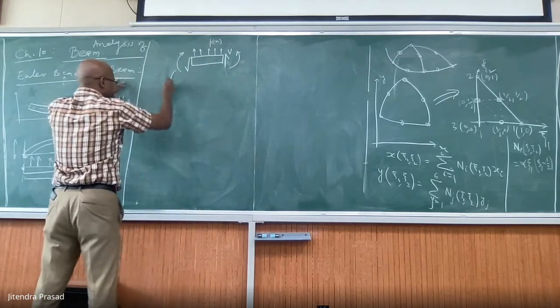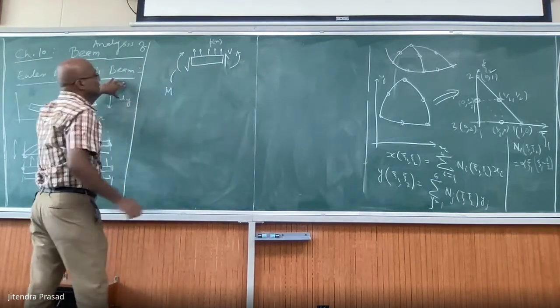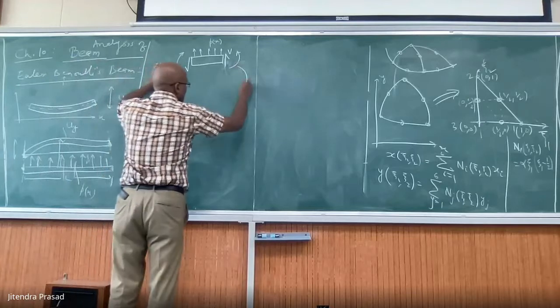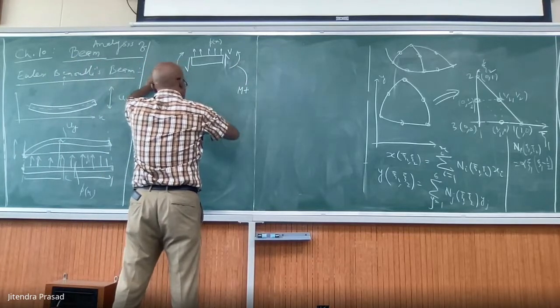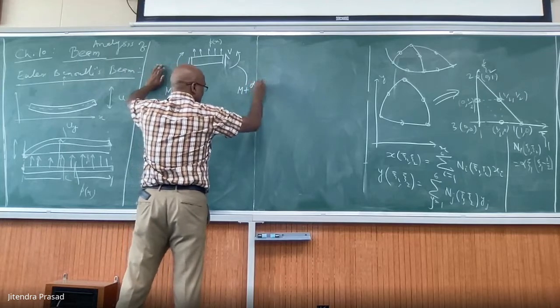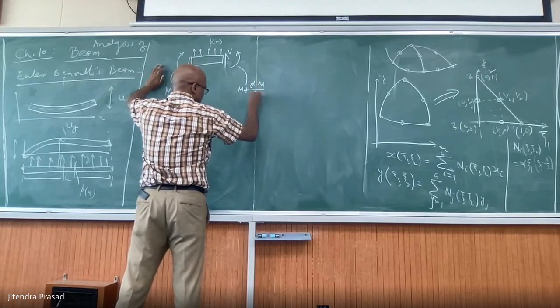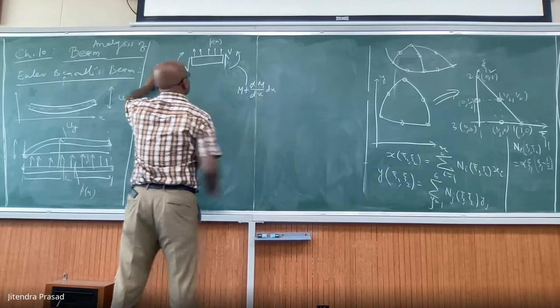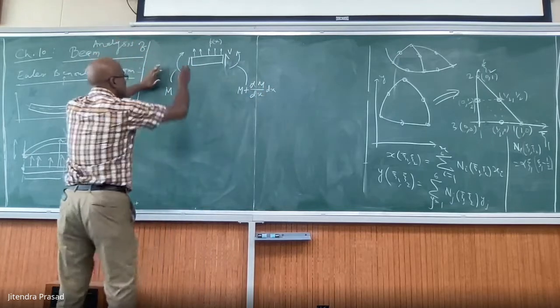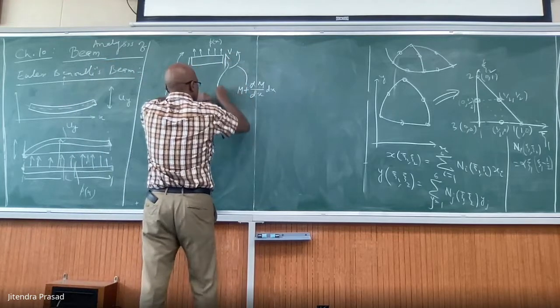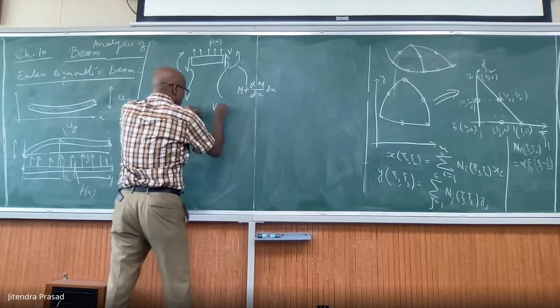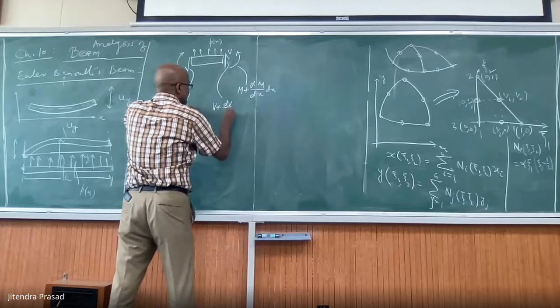If it is like this one, then what happens? You can write here, this is M. What is the bending moment? And what do you have here? This is M plus dM over dx. Similarly, this is V, which is the shear force, and here you get V plus dV over dx.